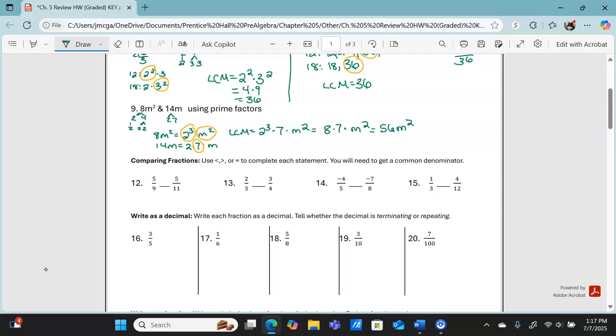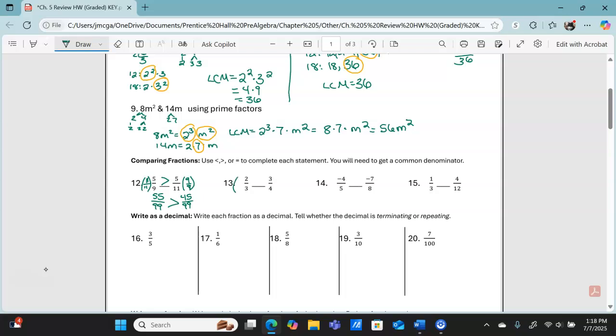In 12 through 15, we are comparing. In order to do this, we're going to need a common denominator. So looking, I have 9 and 11. My common denominator is going to be 99. So I'm going to multiply this by 11 over 11, and this one by 9 over 9. That is going to give me 55 over 99. And 9 times 5 is 45 over 99. And 45 is smaller than 55. So again, show your work in getting your common denominators.